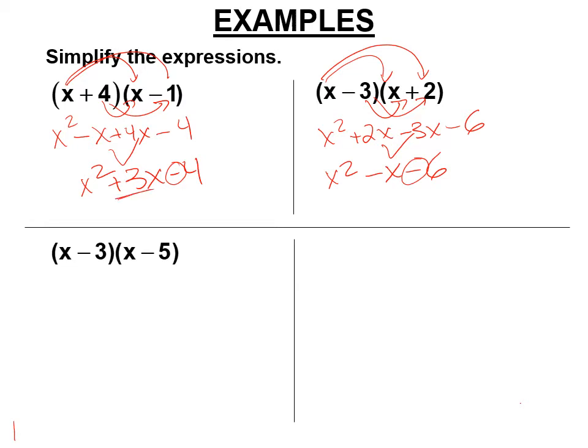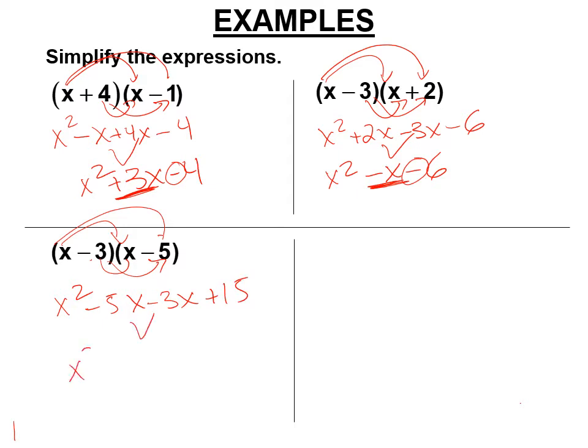But the middle could be either, right? Because if you have more positive x's, you'll get a plus x in the middle. If you have more of the negative x's, you'll have a negative x in the middle, or a minus x. All right, so let's see what happens when they're both minus, right? When they were both plus, everything was plus. When they're both minus, is everything going to be minus? I'm not sure. Let's see. First, x times x, x squared. Outer, negative 5x. Inner, negative 3x. Negative 3 times negative 5, plus 15.